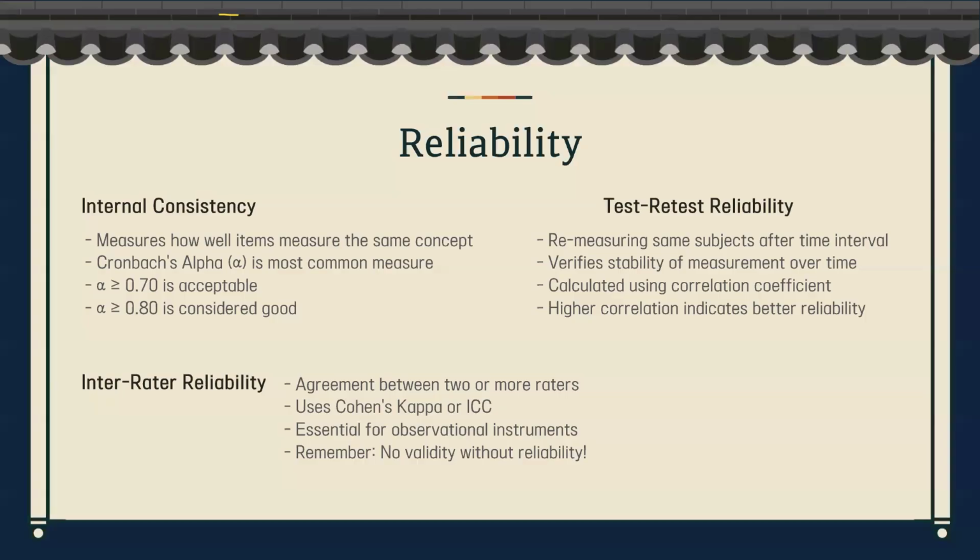The second key concept is reliability. This means the measurement is consistent. Internal consistency is checked with Cronbach's alpha, where 0.70 is acceptable. Test-retest reliability checks if the results are stable over time. Inter-rater reliability checks for agreement between two or more people. Remember this core principle. You cannot have validity without reliability.